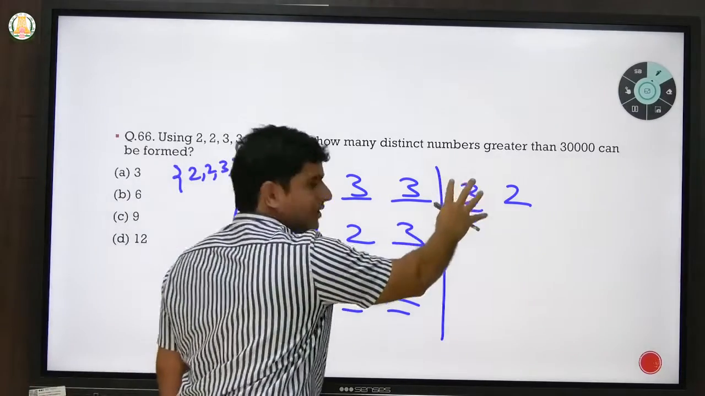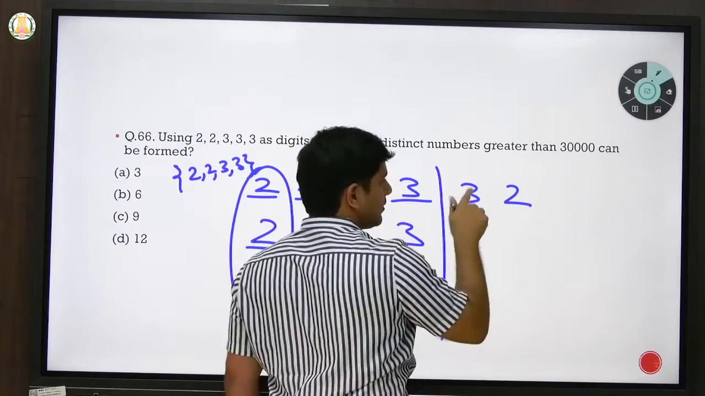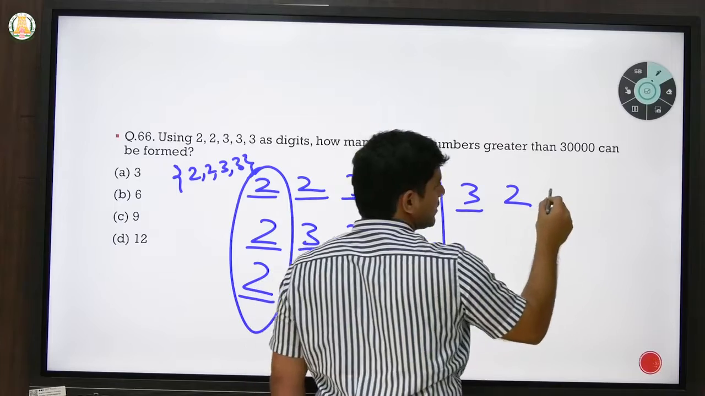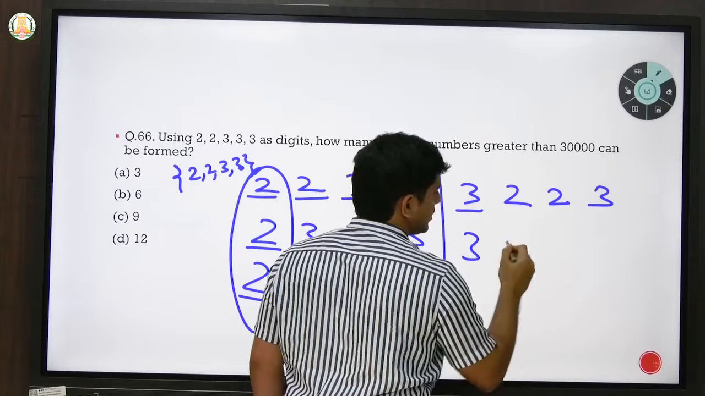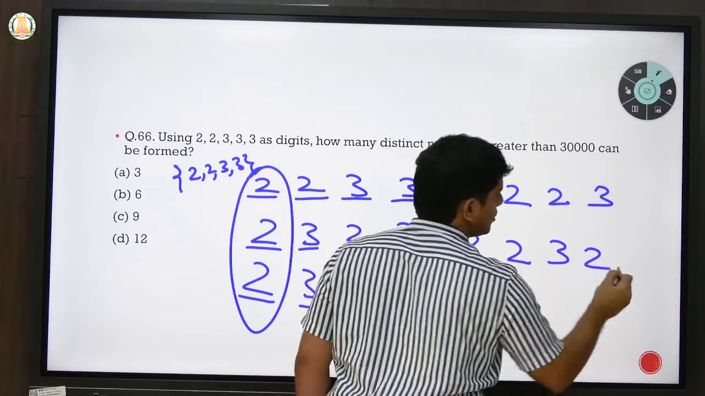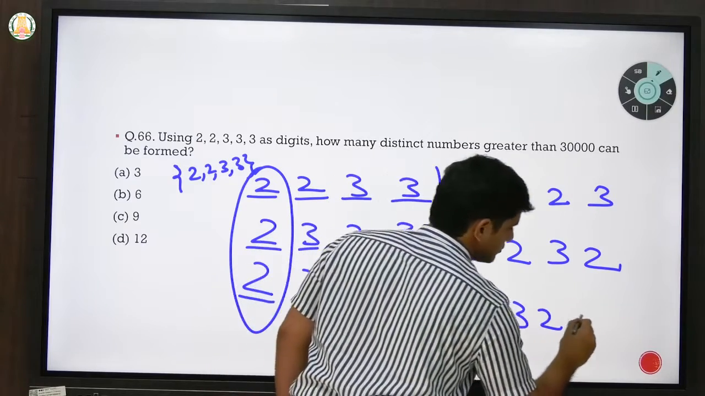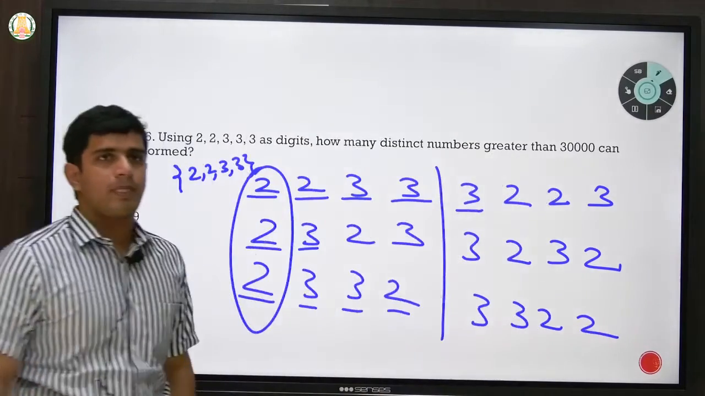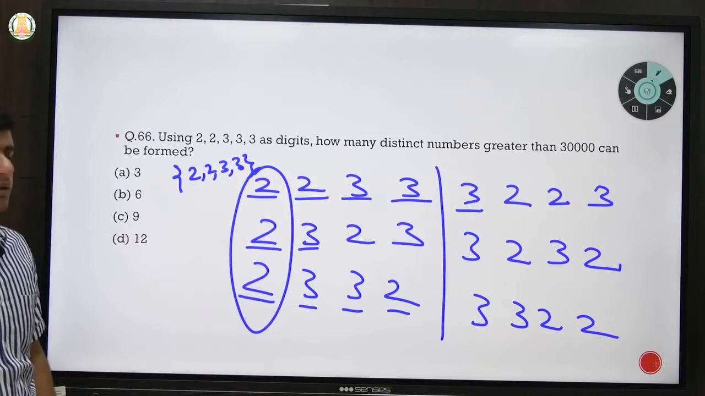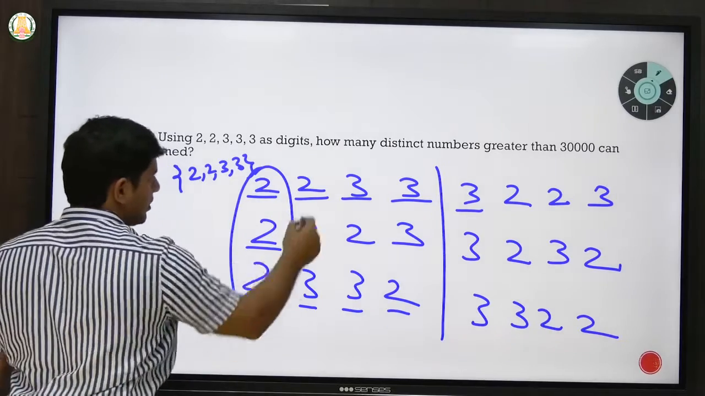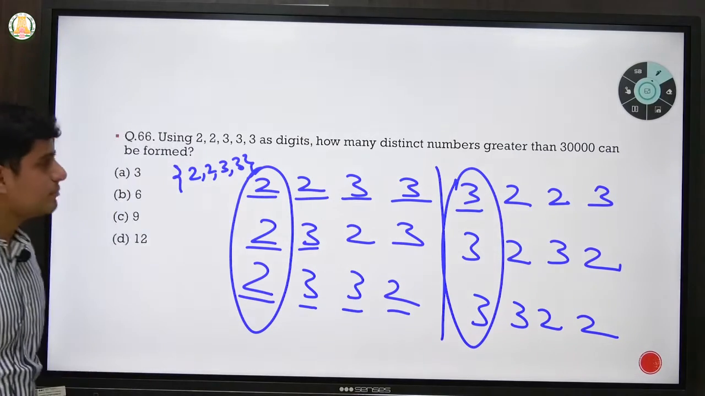Here also, once I have fixed my first number, the other numbers I'll again start in ascending order. Once I have fixed 3, I'll put the least numbers first, 2 2. Then I'll keep the bigger number. Then I'll change it here. Then again I can change it here. So are all these different? All 6 numbers that you got are different. All these are starting with 2 and you can find the difference, and all these are starting with 3 and you can find the difference.